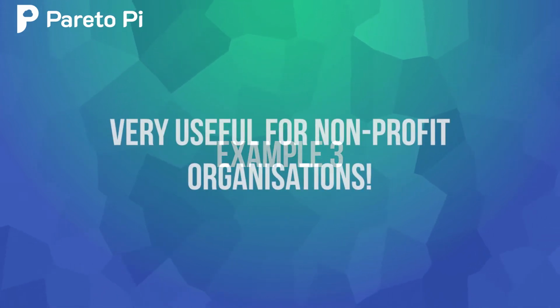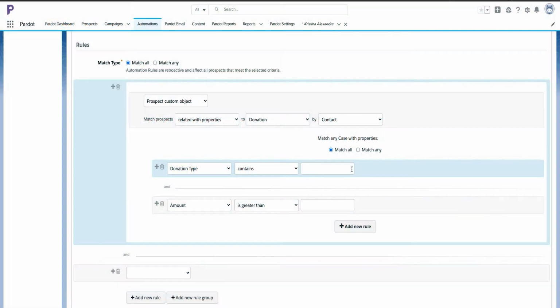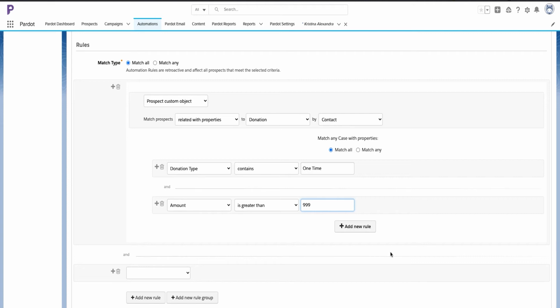Example number three could be very useful for nonprofit organizations. You could create a dynamic list and display all contacts who made a one-time donation over 999 euros. So this dynamic list can be used as a recipient list in your engagement program, asking high-value one-time donors to set up a recurring donation.